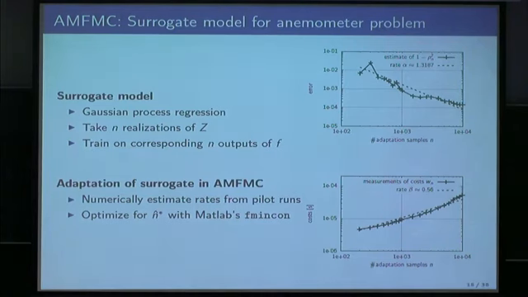Okay, what about the surrogate model? As surrogate model, we use here Gaussian process regression, and we train this Gaussian process regression on n evaluations of the high fidelity model. So we take n realizations of this input random variable, evaluate the high fidelity model at those n realizations, and then train the Gaussian process model on those outputs. And this n is what AMFMC optimizes for.